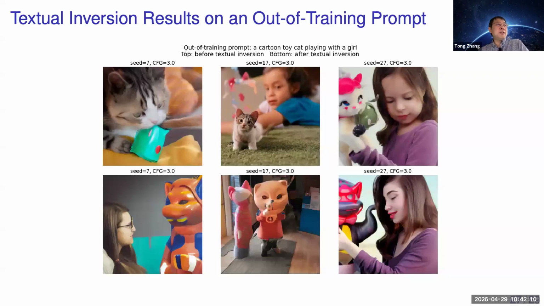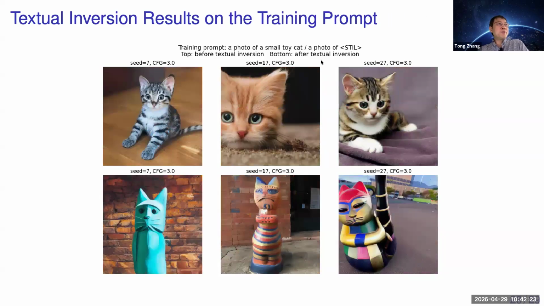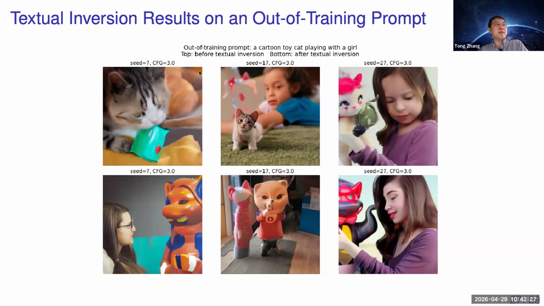Again, this one is the other prompt, the outer sample prompt. So basically cartoon toy cat. I think when we have this, we should have a photo of this guy, with toy cat replaced by this. This is the same thing. When you have the text inversion, you replace this toy cat by that special token. And then this is the same as before.